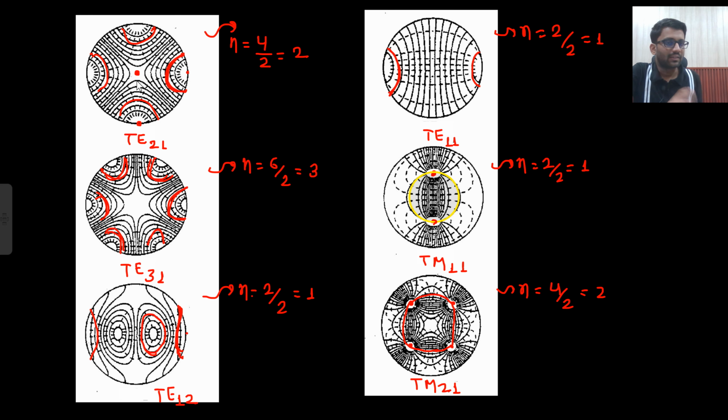So here there is only one minima. This is the minima. Only one minima is there. But here, if two circles are being separated, that means one minima is there and another minima is here. So there are two minima. That's why the value of P is 2.